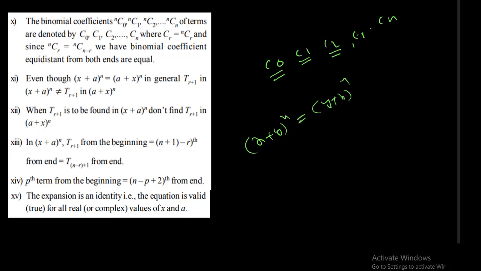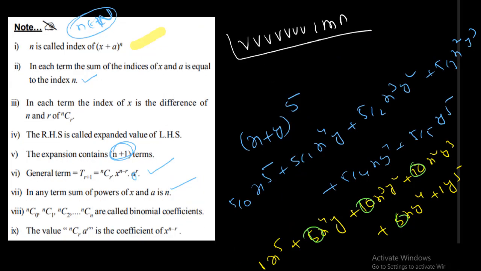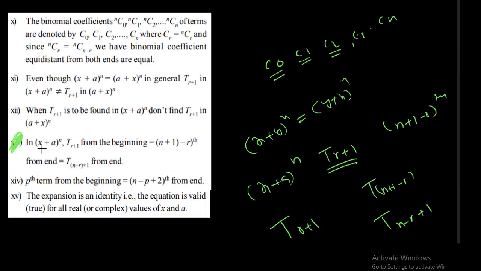Students, a very, very important note. In the expansion of (x + y)^n, the T(r+1)th term from the beginning becomes the (n + 1 - r)th term from the ending. In other words, it is T(n-r+1). Sometimes they will ask, find the fifth term from the ending. We can observe this from the expansion. So the T(r+1)th term from the beginning is the same as the (n + 1 - r)th term from the ending.